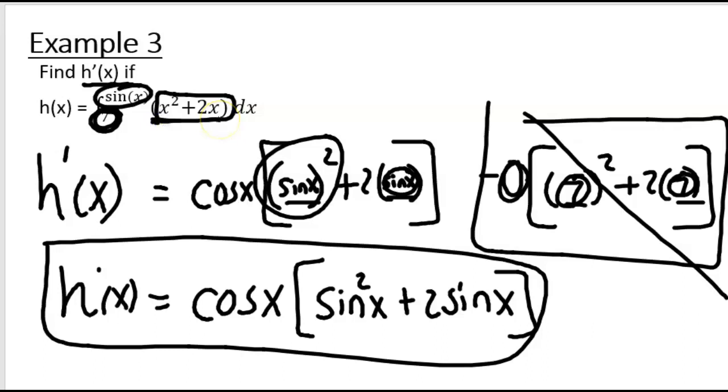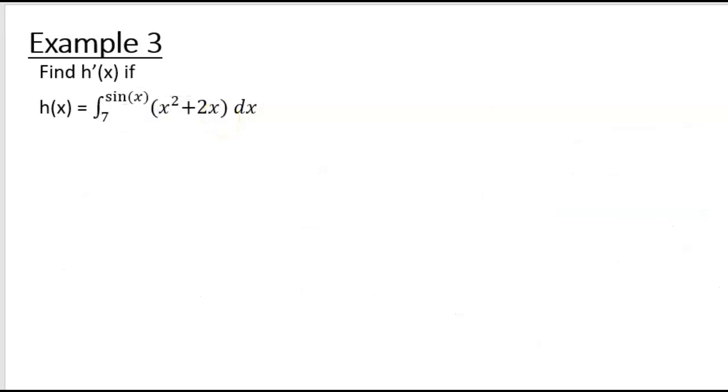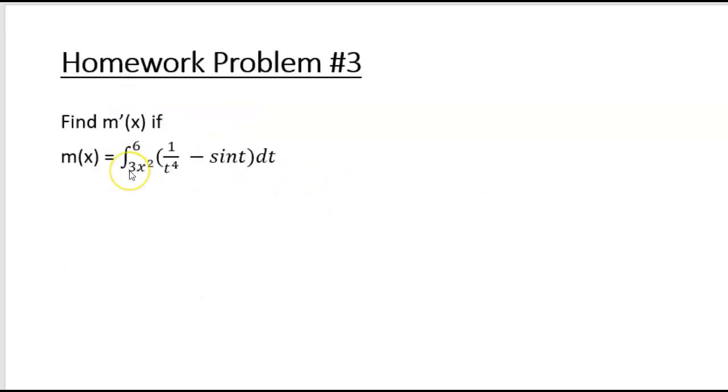Two x's and numbers become zeros when you do derivatives. All right, so let's go ahead and throw one like that at you guys and see how you do. Go find homework problem number 3 and do as much of this problem as you can. And when you unpause the video, I will show you my solution.